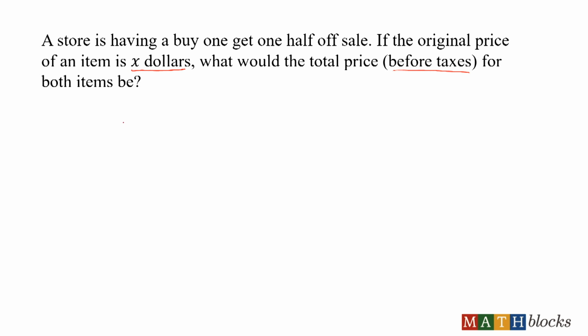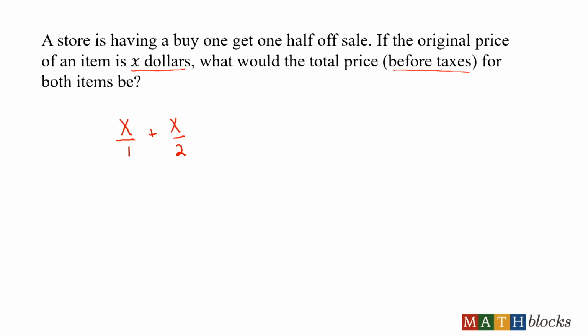So if the first item costs X dollars, then the second item would be half of that. So X divided by 2. And so to find the total price before taxes, we're going to add X plus X over 2. And so here again, you can think of X really as being X over 1. So even though we have an X here, we're still just adding two fractions with different denominators.